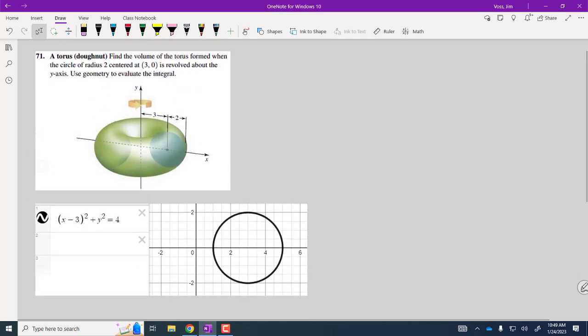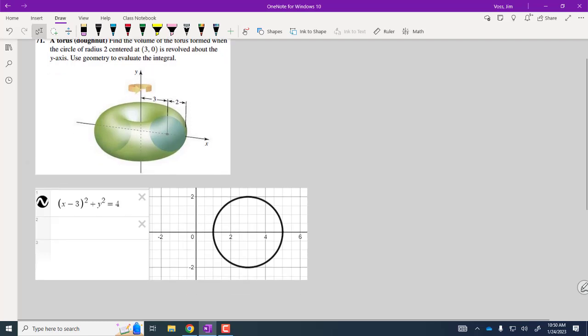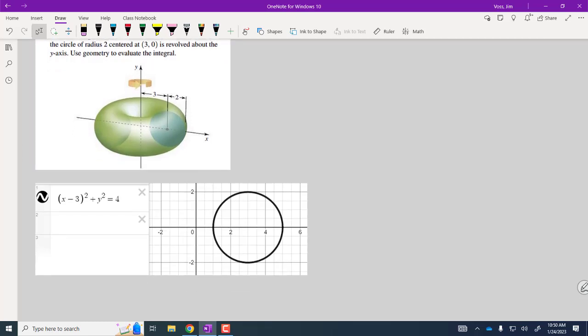So the geometric shape here that we're looking at is a torus, aka a donut. Somebody told me there's donuts out in the hallway, but I didn't see them. They've already been snatched.